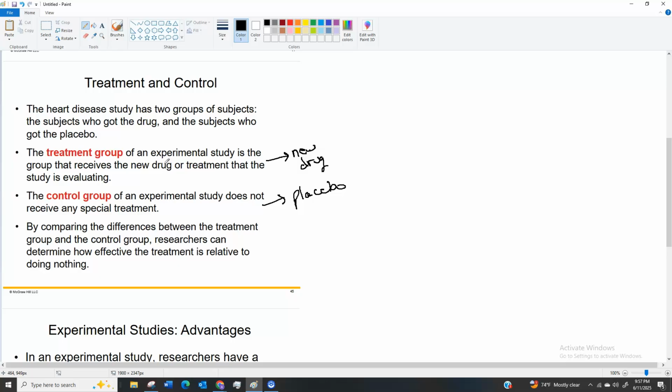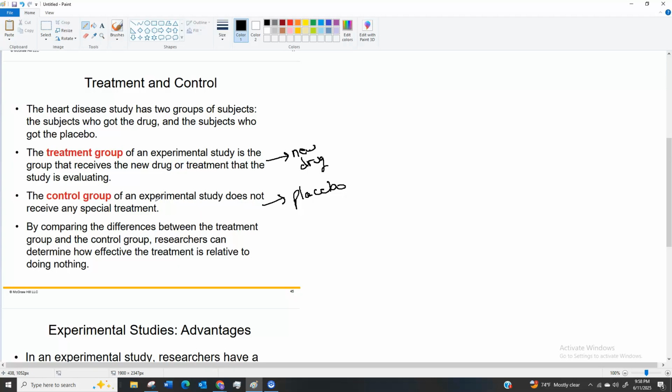So what happened with the treatment group, the ones that got the new drug? What happened with the group that only got the placebo? Was there better results from the people who got the new drug? And the treatment group is the group that receives the new drug, and then the control group, the reason they call it a control group is because it's like that group just stayed steady. They weren't affected by anything.